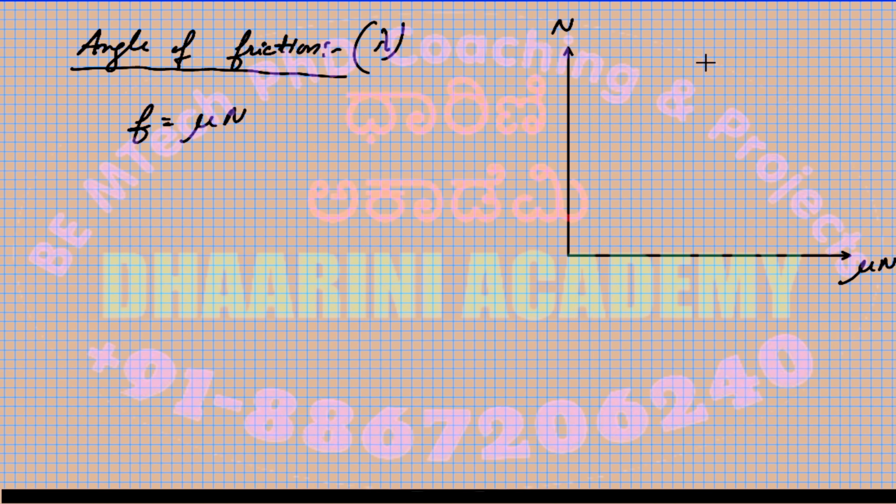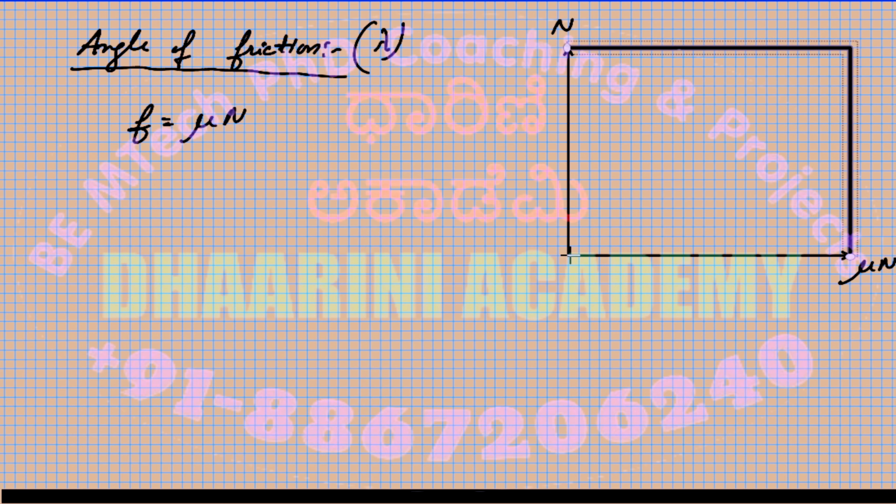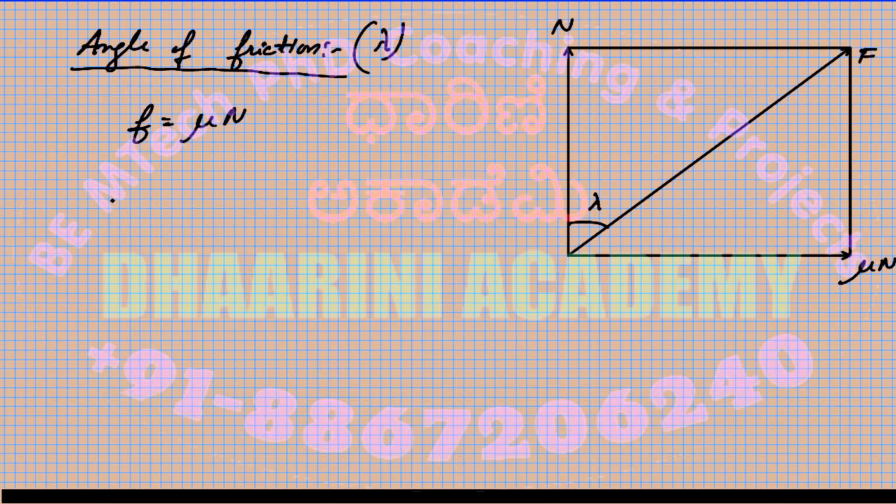We can complete the rectangle and we can calculate other values as well. So this is the actual net force. This is the F on the bottom. If I try to measure the angle between the resultant force and the normal, and I denote it by lambda, this lambda is called the angle of friction.